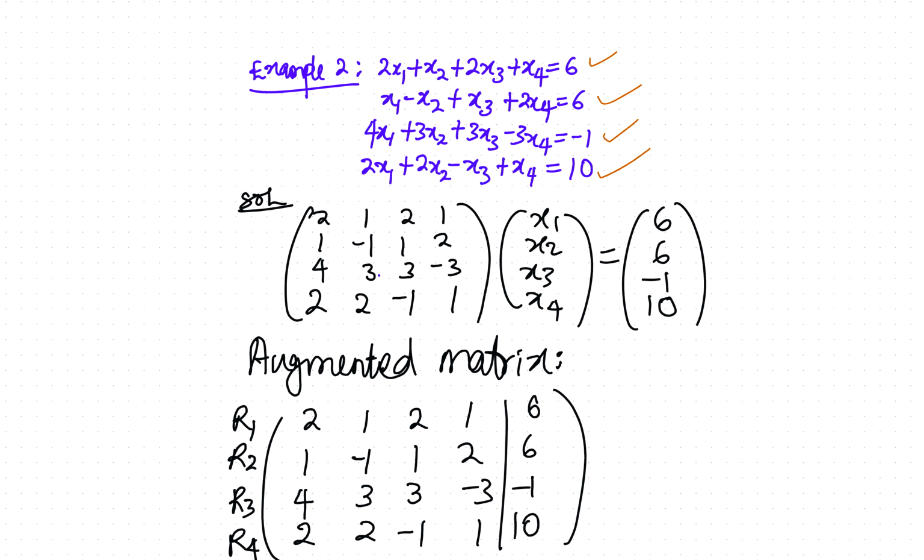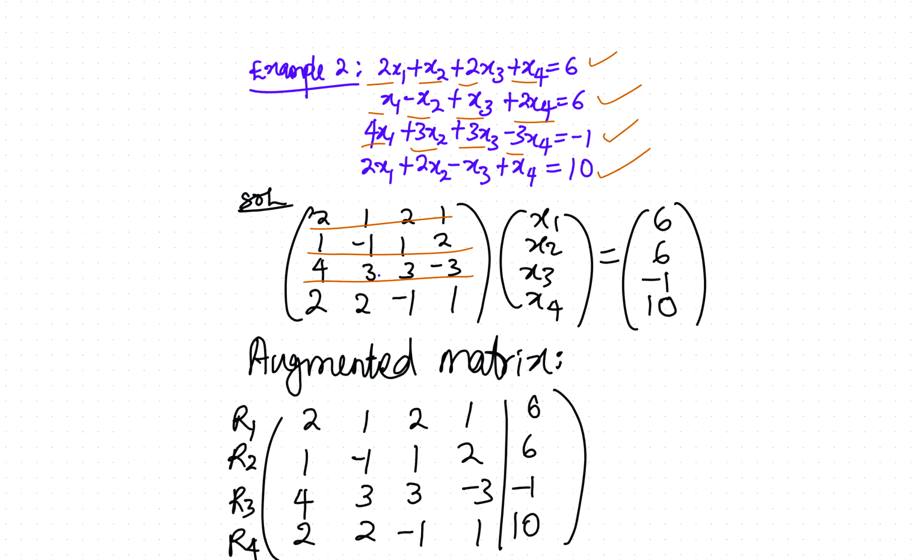And like I told you, Gaussian elimination is a stopover on the way to Gauss-Jordan. All right, so the first thing is to write this in matrix form, extract the coefficient matrix. So here you have 2, 1, 2, 1. Then you have 1, -1, 1, 2. Then you have 4, 3, 3, -3. And 2, 2, -1, 1.